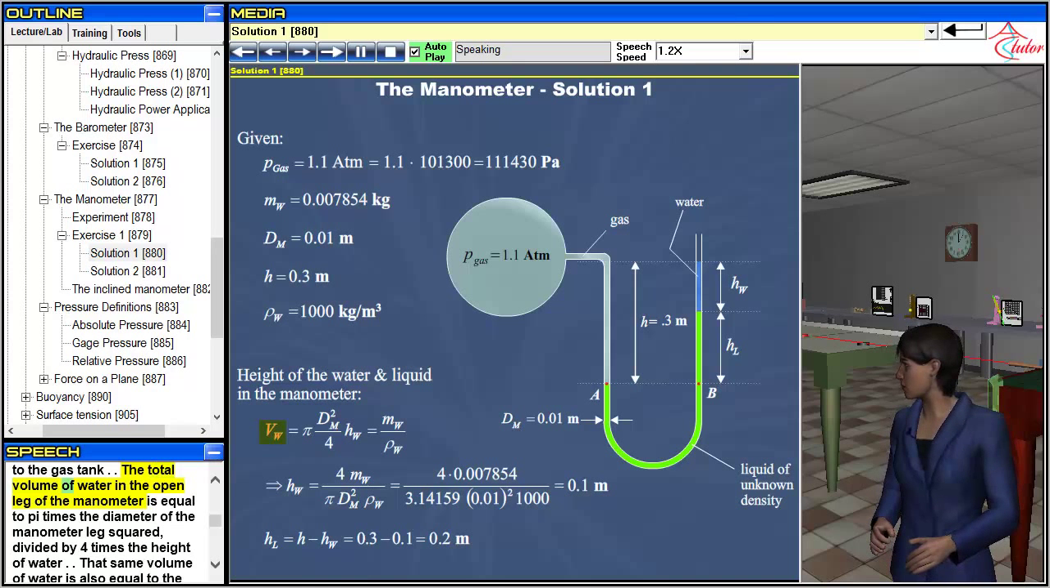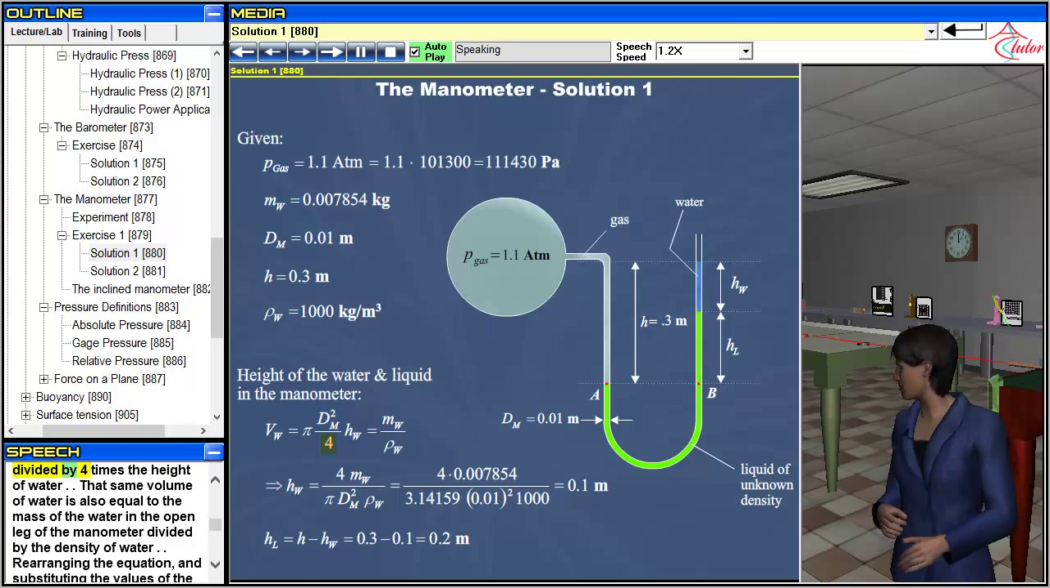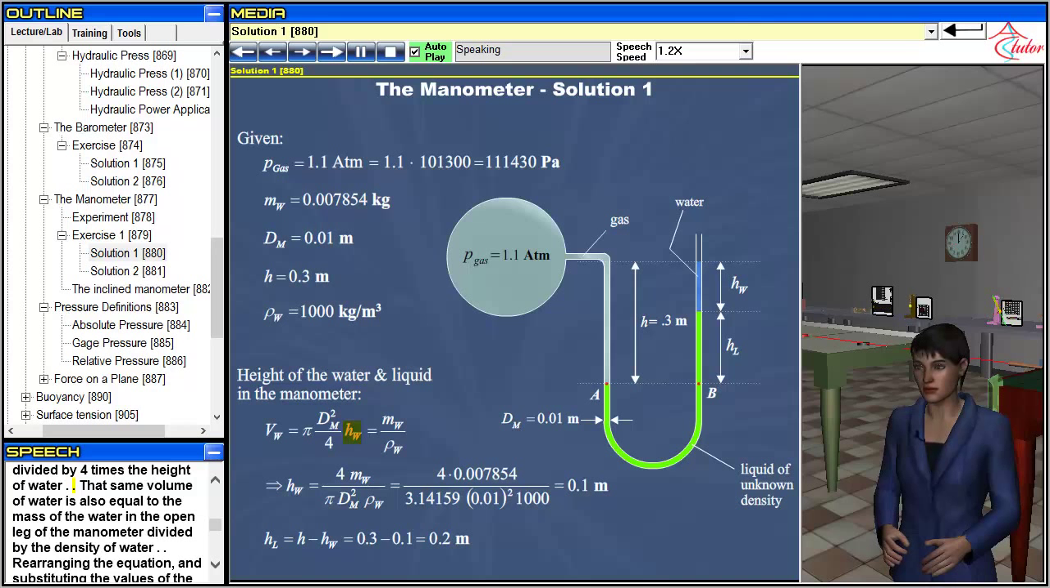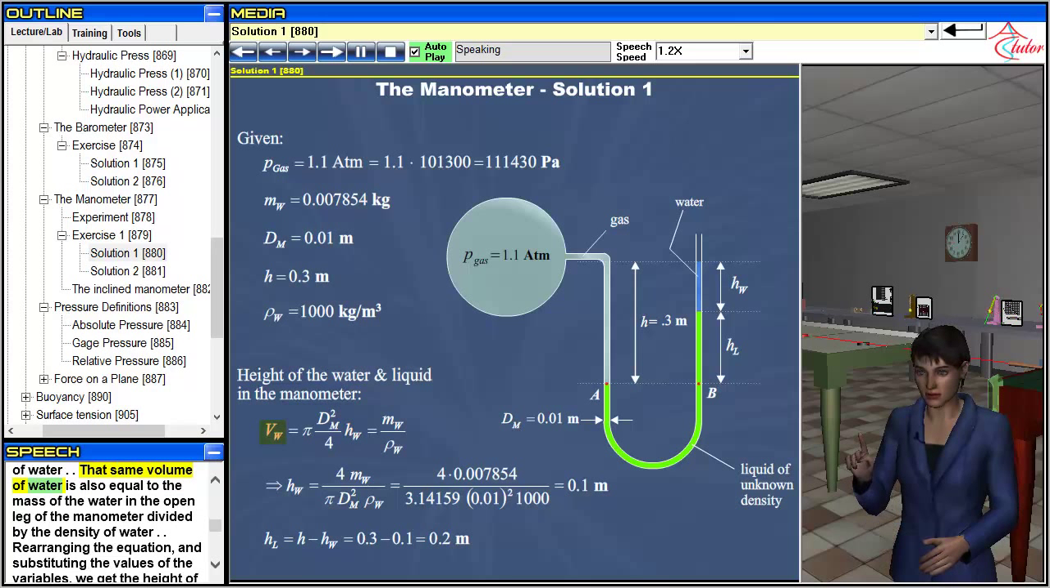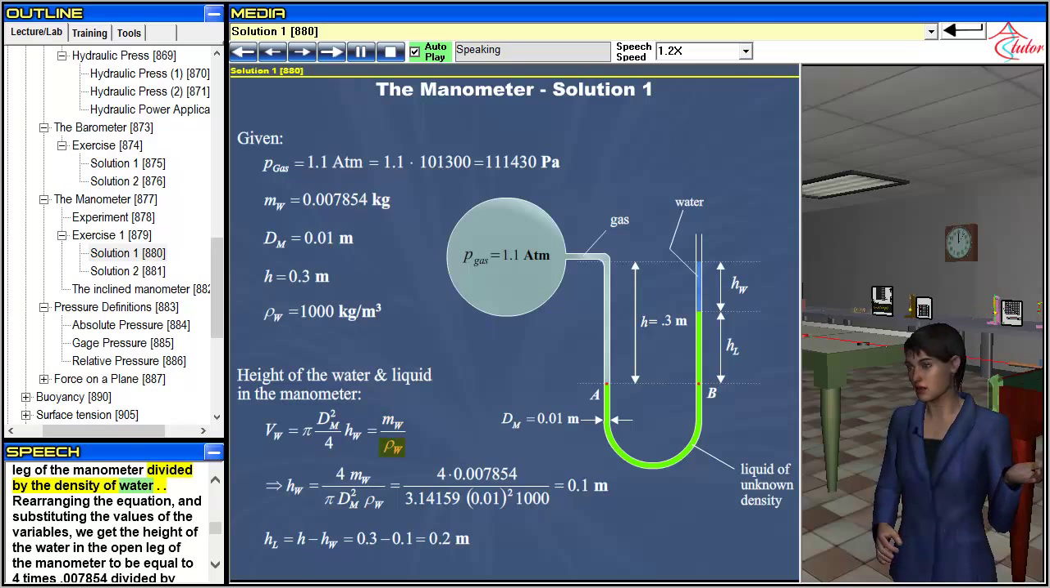The total volume of water in the open leg of the manometer is equal to pi times the diameter of the manometer leg squared, divided by 4 times the height of water. That same volume of water is also equal to the mass of the water in the open leg of the manometer, divided by the density of water.